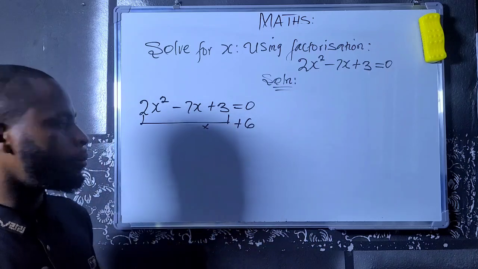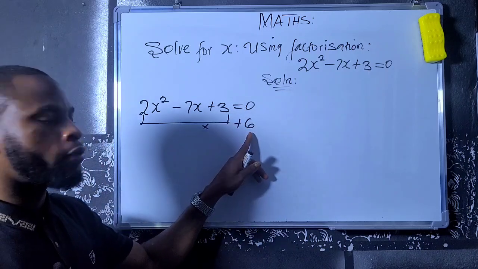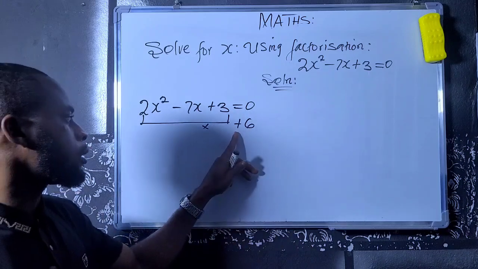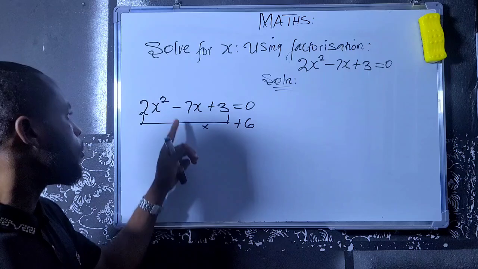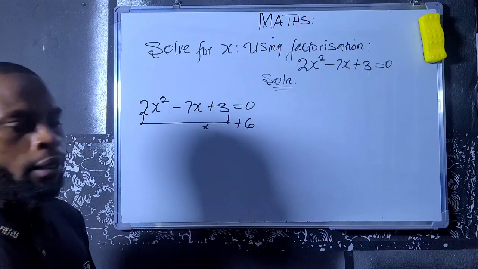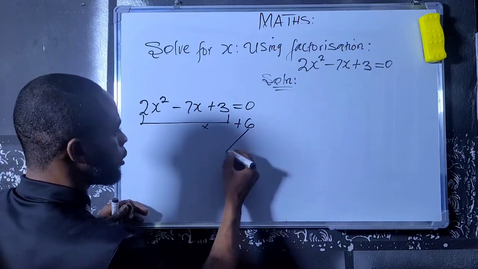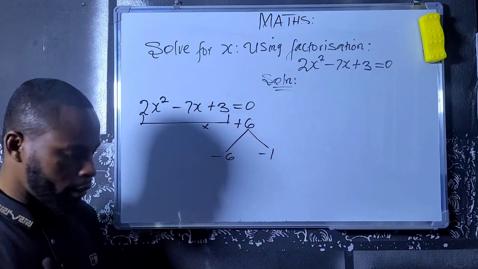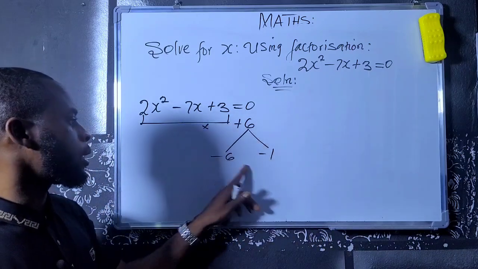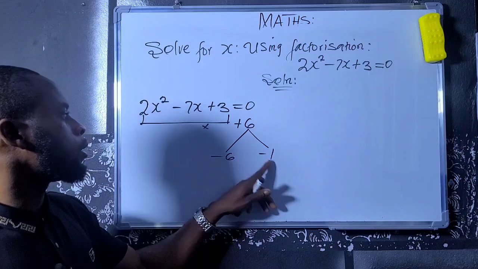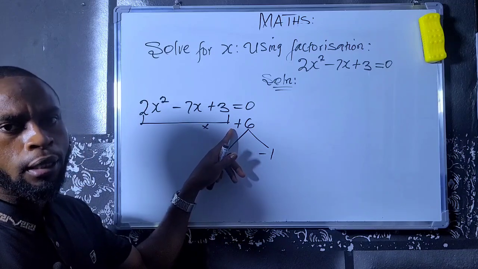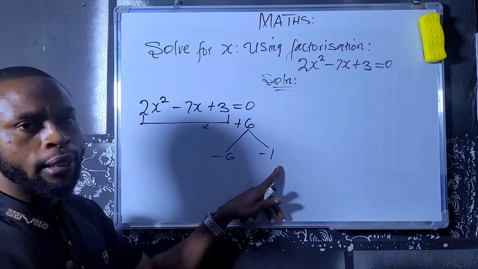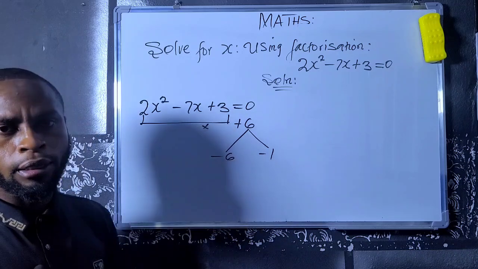Then the next step, I'm going to look for 2 possible factors of 6 that multiply to give plus 6 and add up to minus 7. Therefore, select these factors to be minus 6 and minus 1. If you multiply minus 6 times minus 1, you get plus 6 exactly. Then if you add up minus 6 plus minus 1, you get minus 7 exactly.